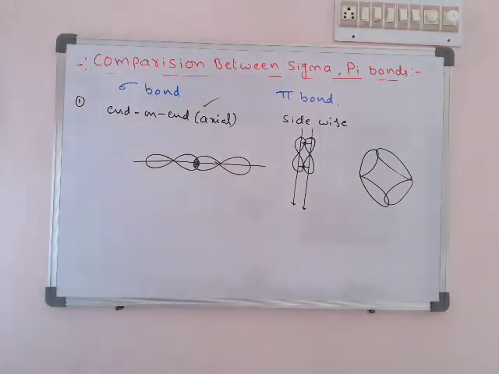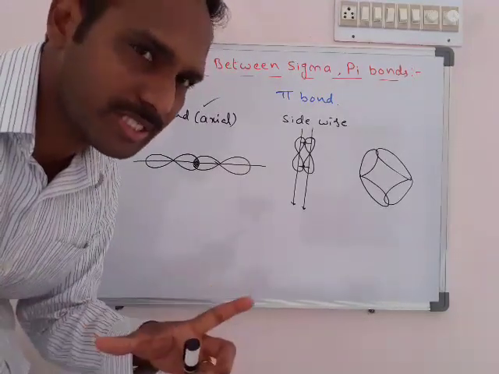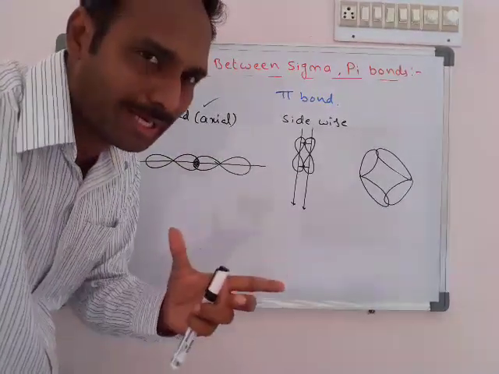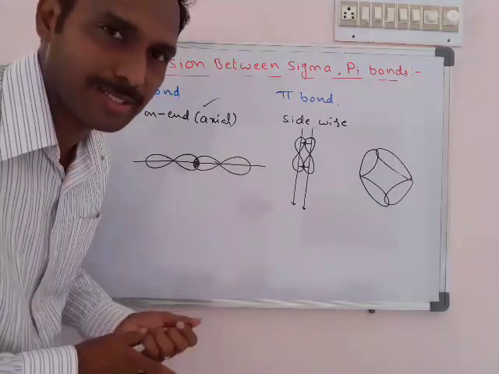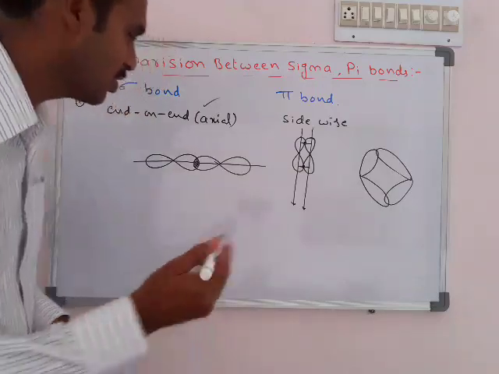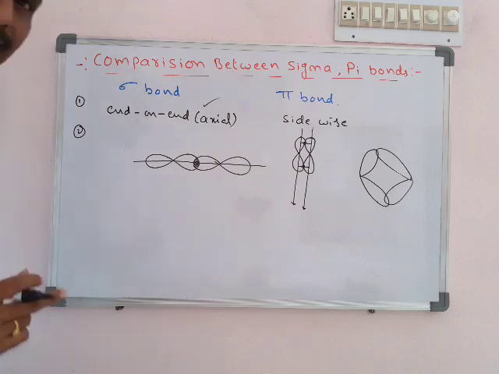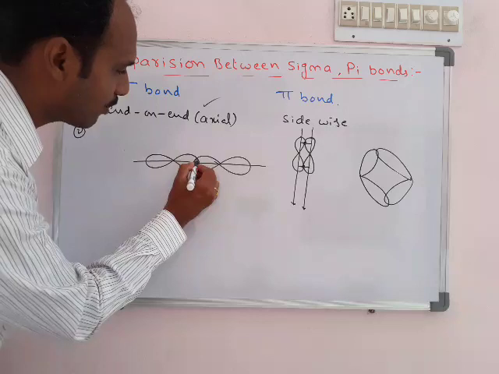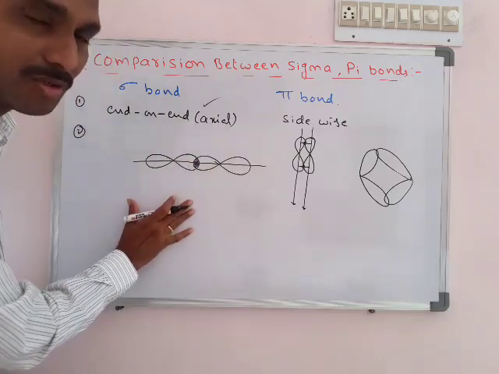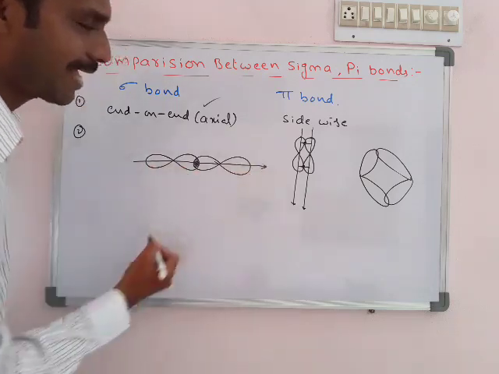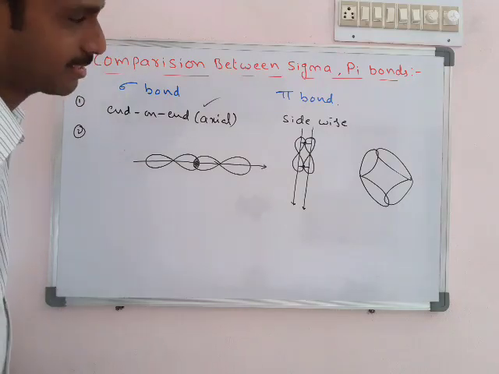Okay, the main difference is that their formation is different. Sigma bond is formed by end-on-end overlapping, called axial overlapping of atomic orbitals, whereas pi bond is formed by the sidewise overlapping of atomic orbitals. The second point we can write is the overlapping of atomic orbitals. The bonded electrons overlap parallel to the internuclear axis.